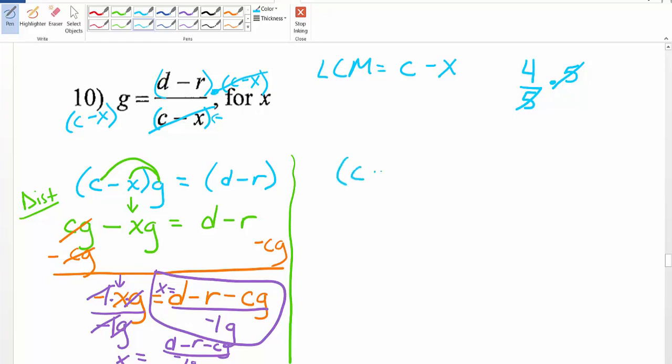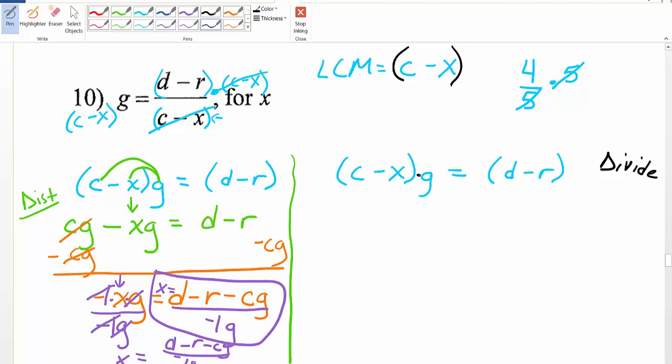If we have c minus x times g equals d minus r. So in the previous version, we went ahead and distributed. In this version, we're going to go ahead and divide by our coefficient. Now what we mean by that is we have this c minus x. It is together in a set of parentheses because earlier we multiplied it by the LCM. The whole left side was multiplied by c minus 6. And that's still being multiplied now by this g.